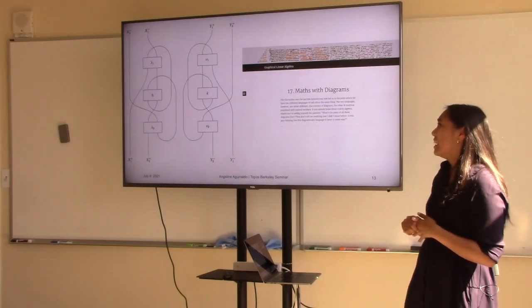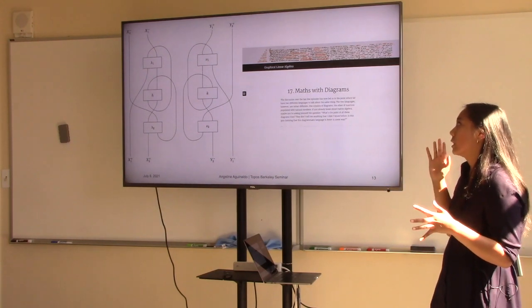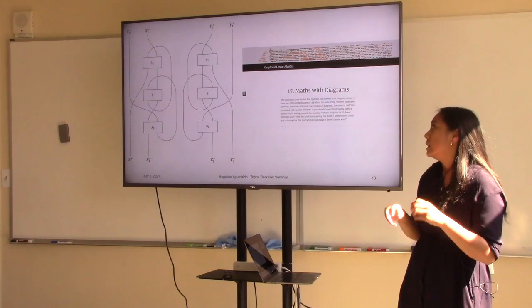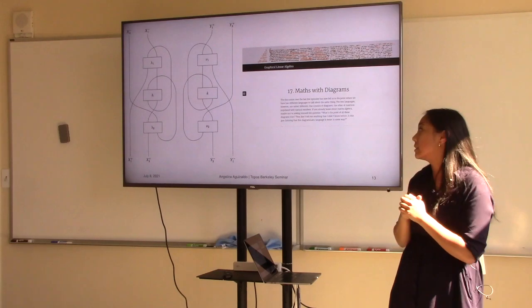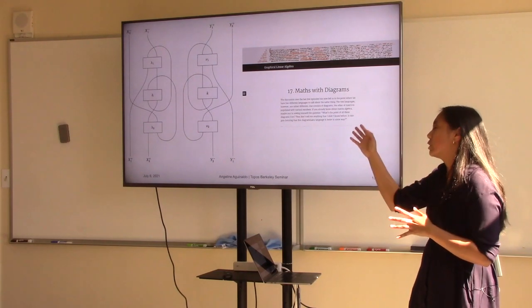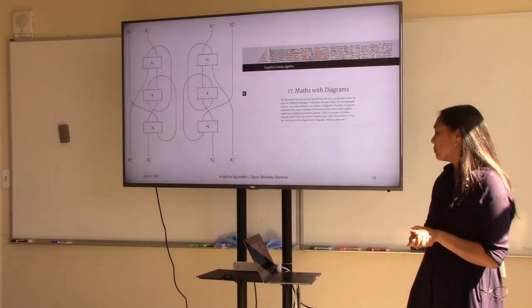And then I just want to highlight the second resource that I had, which was Pawel Sobocinski's Graphical Linear Algebra blog. He talks a lot about how to compose string diagrams in parallel and serial ways. And so this was extremely helpful in understanding the structure of string diagrams.